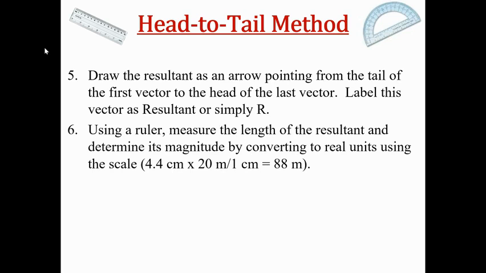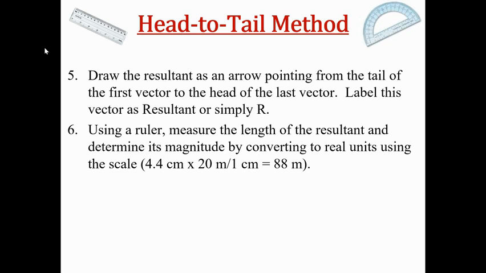Next, we need to measure the magnitude and direction of your resultant vector. Using a ruler, measure the length of your resultant and determine its magnitude by using your scale to convert centimeters back into the original units. Treat your scale as a conversion factor and treat this like a unit conversion.